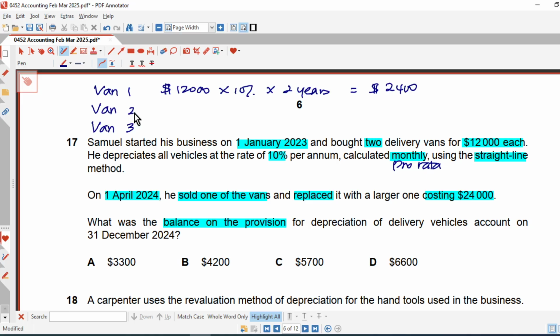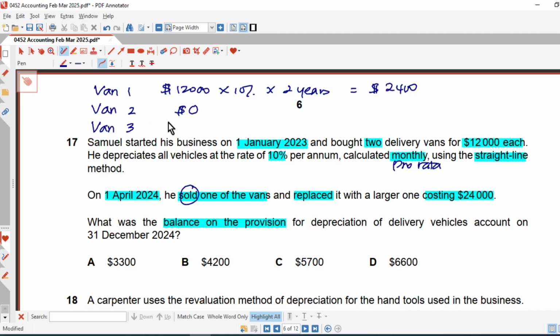Van 2 was sold. He sold the van in April 2024. Now, if you have good knowledge of depreciation and disposal, you will be able to tell that once an asset is sold off, you will zeroize the provision for depreciation account. You're going to write off everything to the disposal account. So the balance for van 2 would actually be 0.